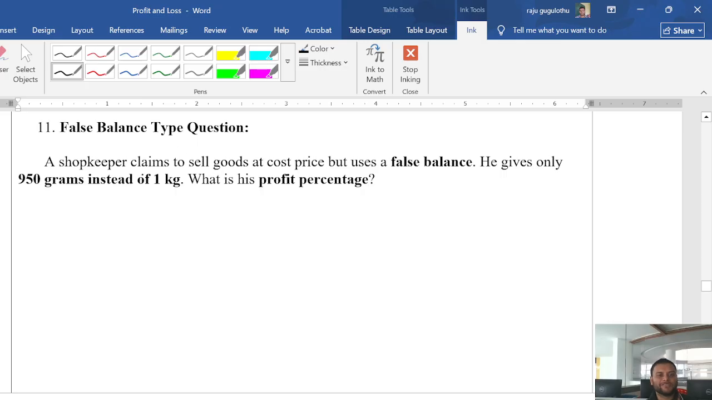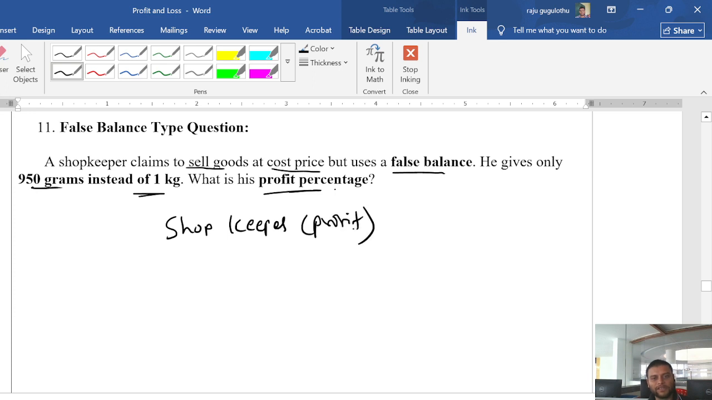False balance type question. A shopkeeper claims to sell goods at cost price. He is claiming that he is selling the goods at cost price, but uses a false balance. He gives only 950 grams instead of 1 kg. Find his profit percentage. Friends, we have two persons here. One is the shopkeeper, who is going to have a profit, because he is doing some theft. Another is the customer. We have to understand both points of view, and find how much profit the shopkeeper is going to have and how much loss the customer is going to have.